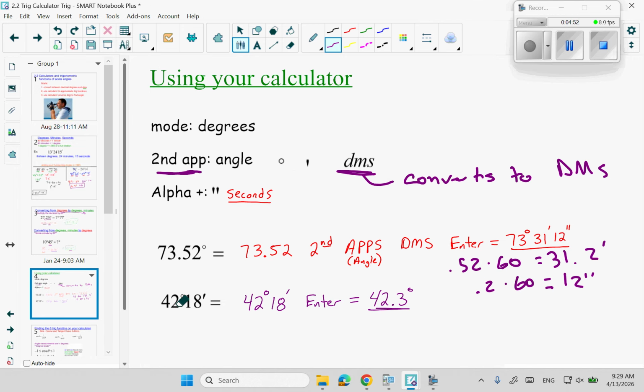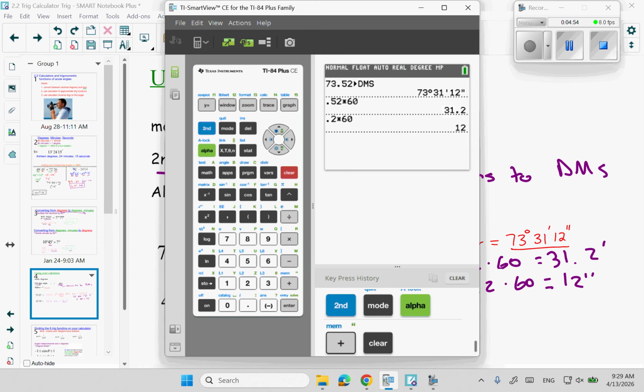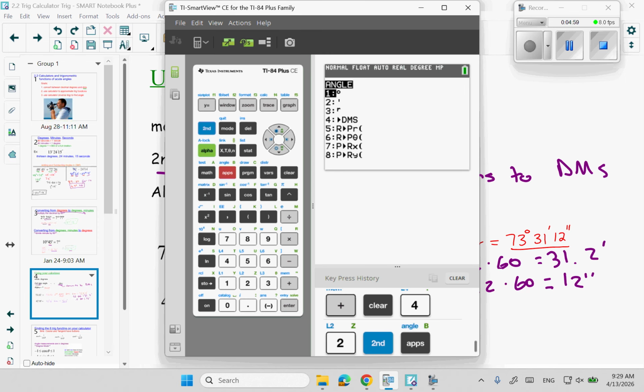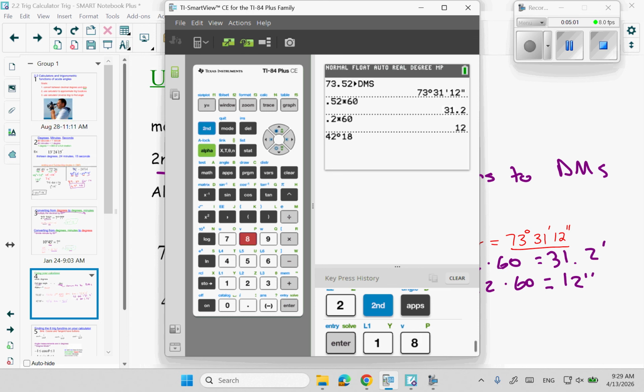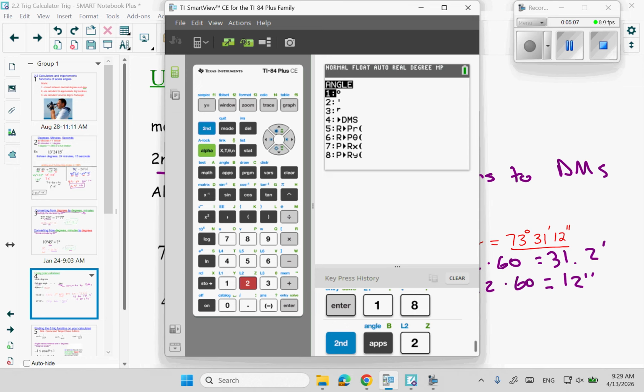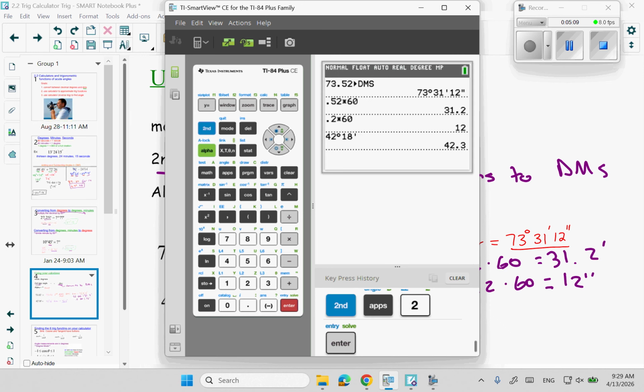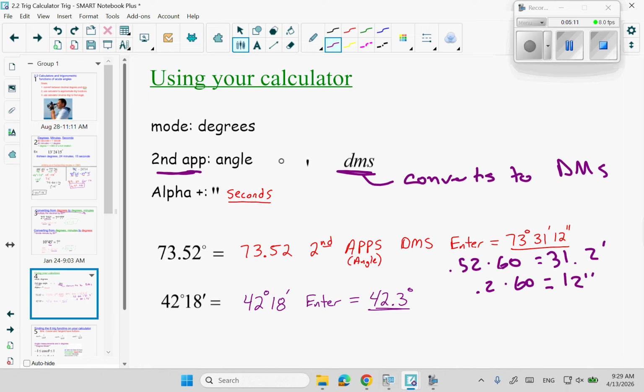So for example, if I type 42 degrees and 18 minutes, hit enter, it'll actually tell me 42.3 degrees there.